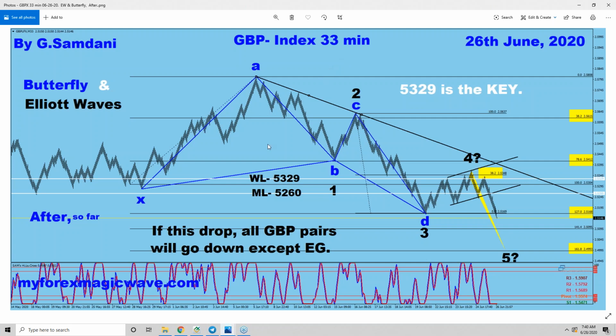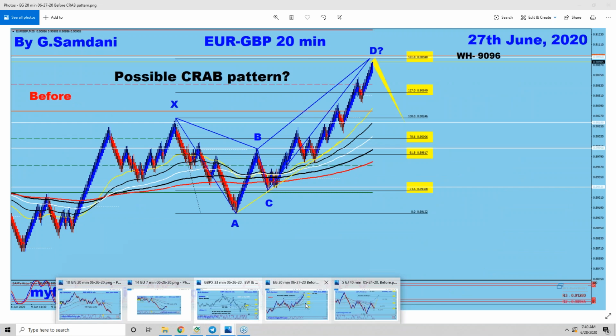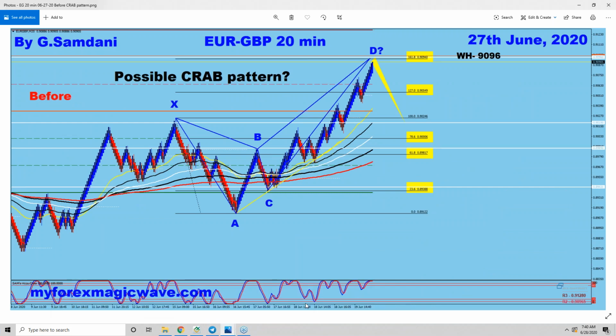So if you look around, you can find these patterns very easily. For example, I have made some of them, which I will be taking trades if they work, if they start to work out in my direction.